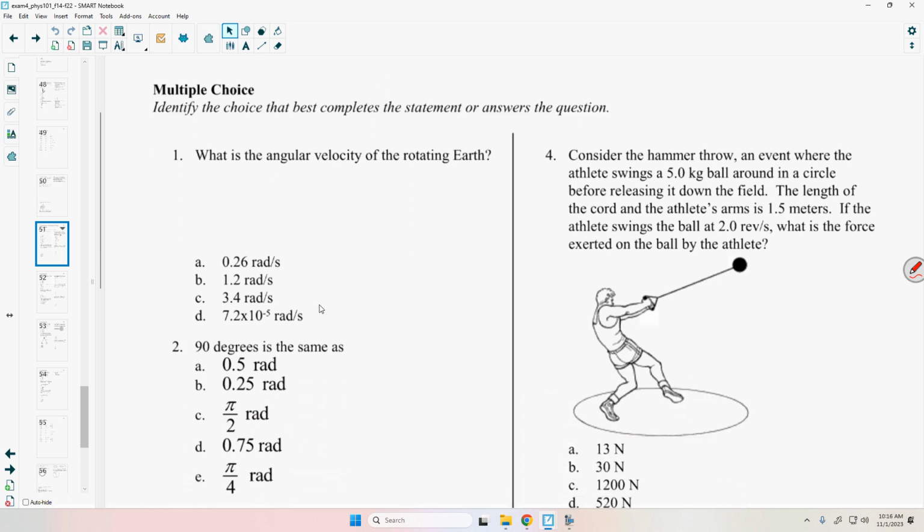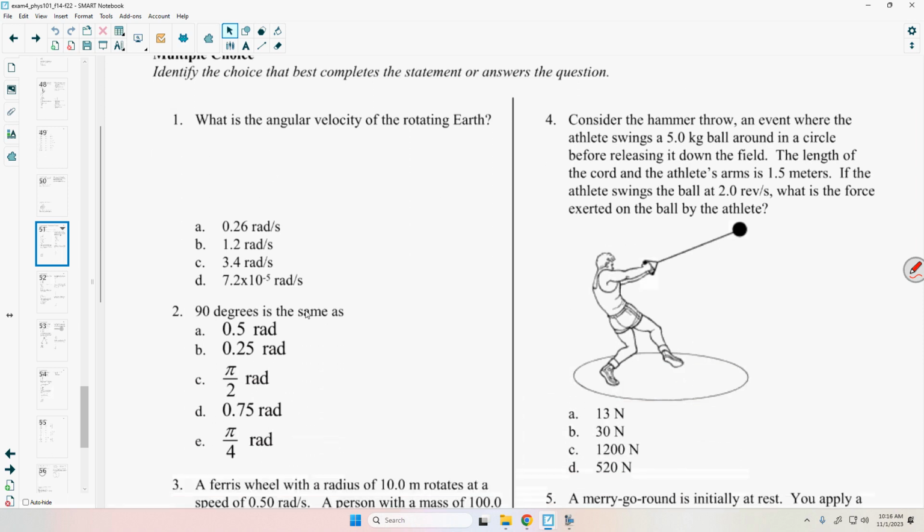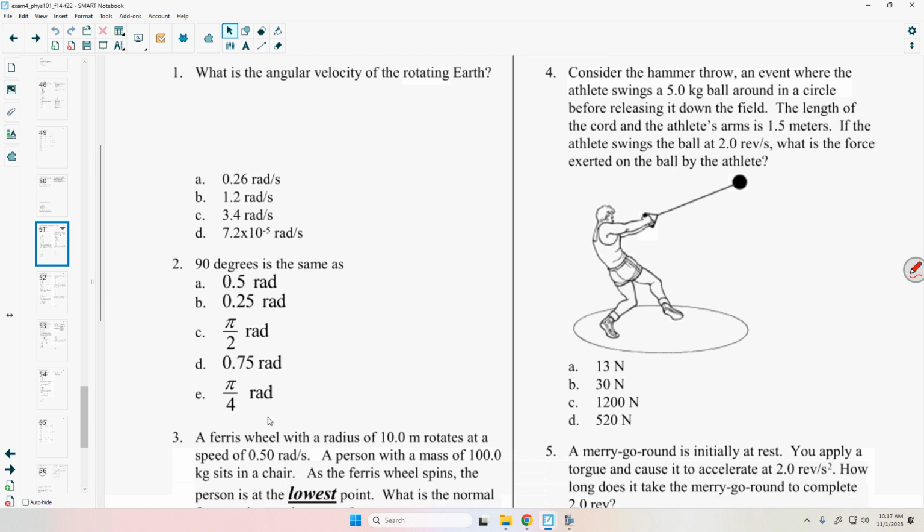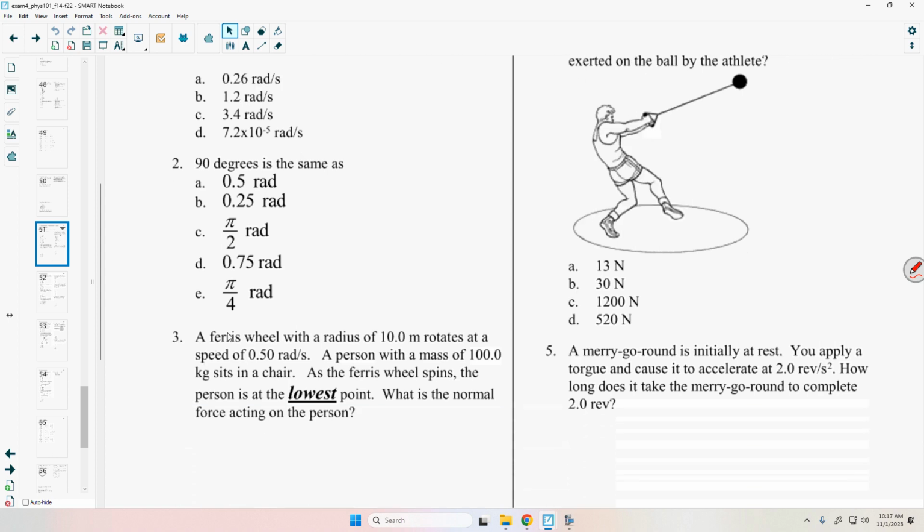This problem, angular velocity of the rotating Earth, we actually did that in class. Remember, it does 1 full rotation or 2 pi radians in 24 hours. I think the answer is D there. Be able to know your unit circle, 90 degrees would be pi over 2 radians. Remember the example we did with the clock? Remember the clock moves in the negative direction? I will ask you something like that.